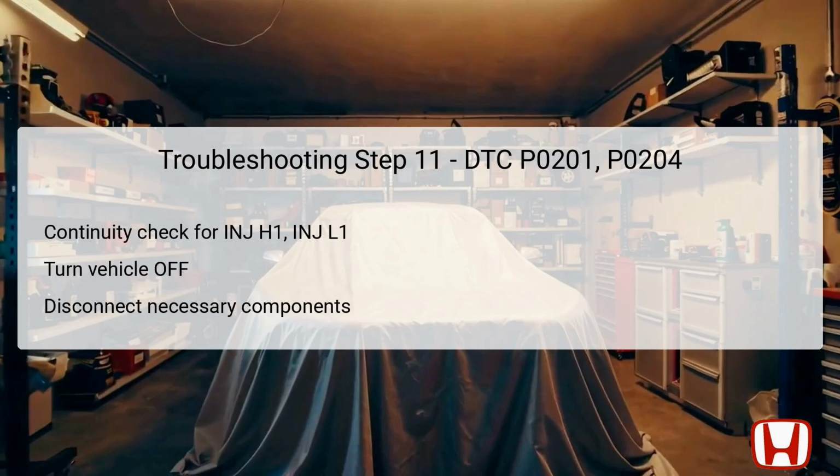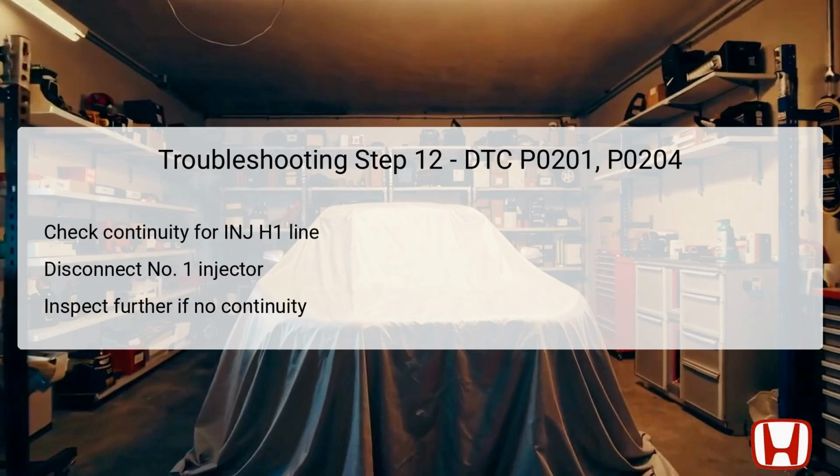This step revolves around checking the continuity of the INJ-H1 and INJ-L1 wires. First, ensure the vehicle is in the off-lock mode and disconnect the appropriate connectors. Measure continuity between the terminals specified. If continuity is confirmed, it demonstrates that both wires are intact and able to transmit signals as needed. If there is a break in either wire, urgent repairs must be made to restore functionality. This step is critical in identifying faults within the circuit that could lead to injector malfunctions.